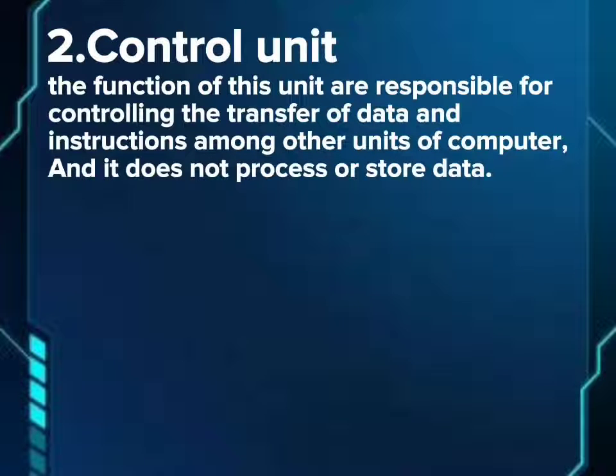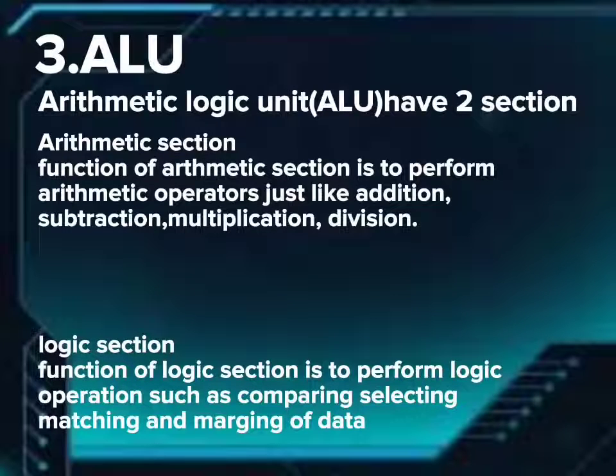The function of this unit is to control the transfer of data and instructions among other units of the computer, and it does not process or store data. Number 3 is ALU, or arithmetic logic unit. It has two sections, the arithmetic and logic sections. The function of the arithmetic section is to perform arithmetic operations such as addition, subtraction, multiplication, and division. The function of the logic section is to perform logic operations such as comparing, selecting, matching.